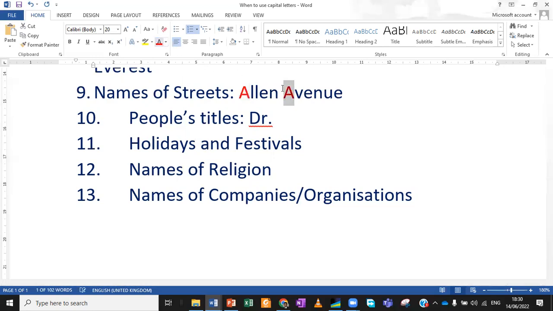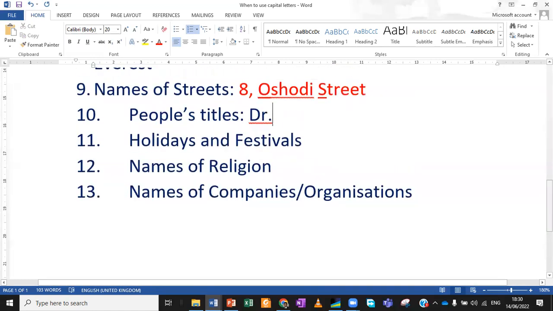You need this when you're writing your address. For example, if you want to write your address, you say 8, I love the number 8. Oshodi Street. So the first letters must begin with a capital letter. The reason why Oshodi is showing me red is because it's not an English word. Don't worry, we'll soon finish so that we'll start practice.